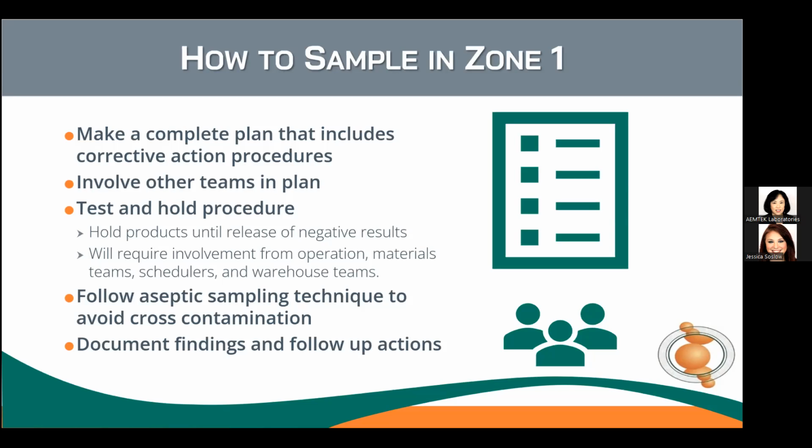Having a written and documented test and hold procedure is crucial when you're considering zone 1 pathogen testing. In creating these procedures, involvement from the operation team, like materials team, schedulers, and warehouse team, is very important. Having all teams involved ensures the food that passes over the surfaces to be tested is placed on hold and not released until a negative result is generated.